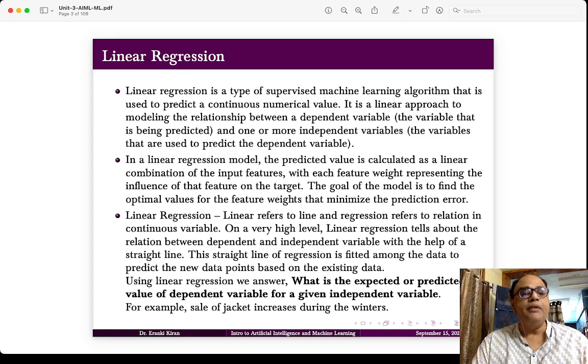For example, if you want to find what will be the sales volume of jackets that are usually sold in winters. Will the sales of jackets increase during winters? If you want to do a future prediction, then in those kinds of problems we usually apply regression.